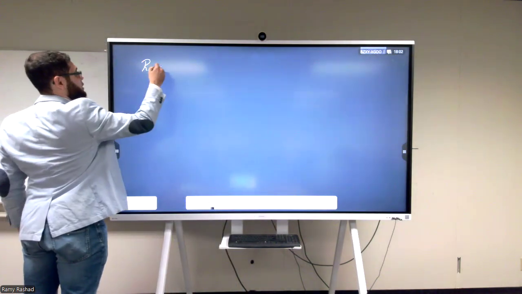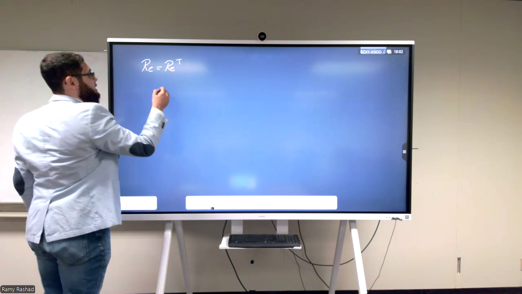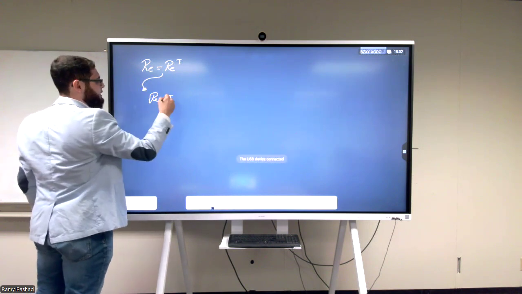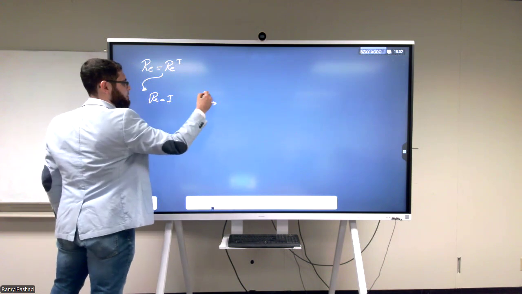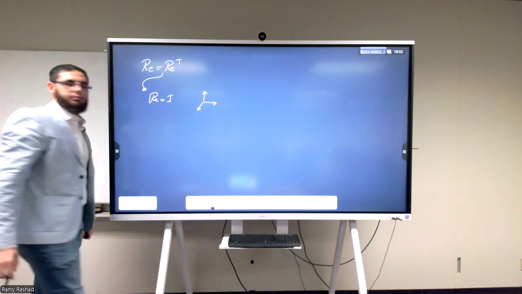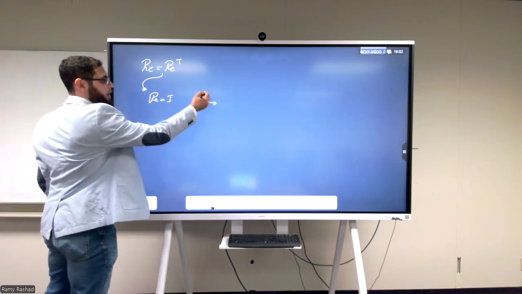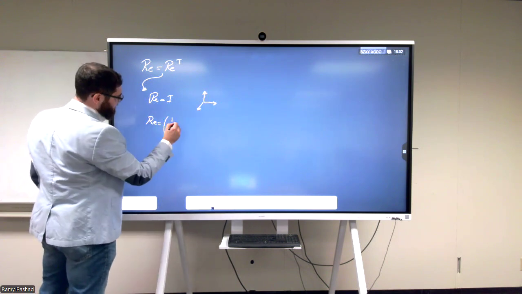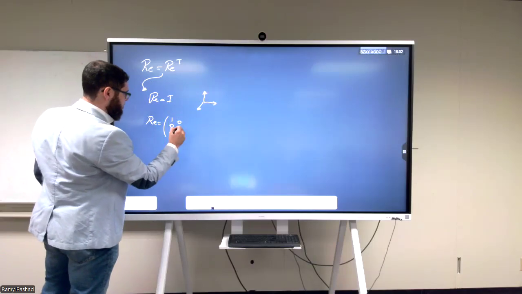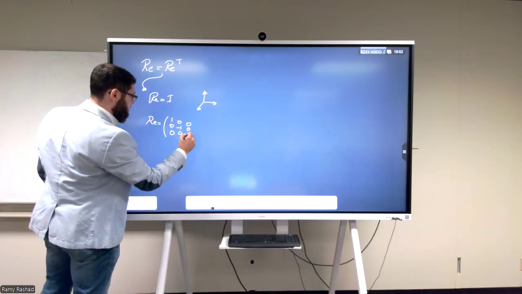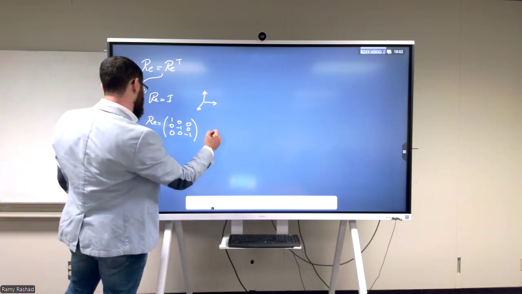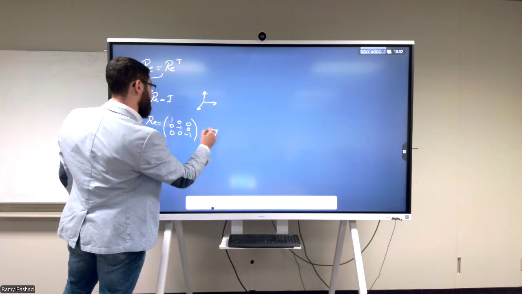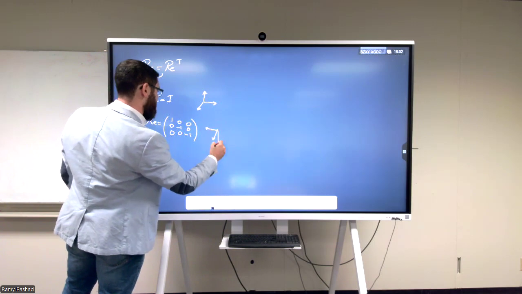So R_E equal to R_E transpose is satisfied by 4 matrices. The first one is R_E equal to the identity, so I have something that looks like this, with X, Y, and Z. The second one looks like this: 1, 0, 0, 0, negative 1, 0, 0, 0, negative 1. This one looks like, so the X is in the same direction, the Y is negative, and the Z is negative.